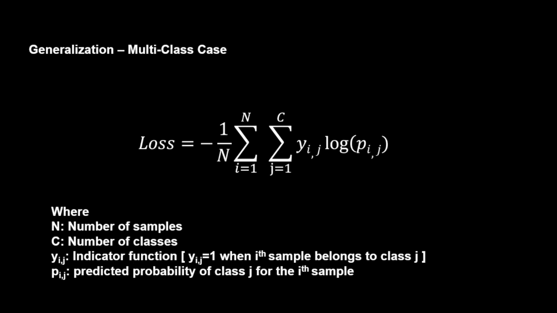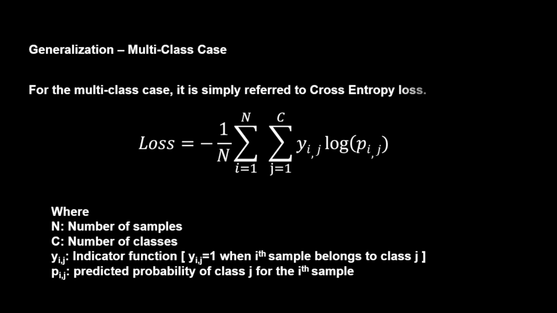We can also generalize it for the multi-class case, and for the multi-class case, it is simply referred to as the cross entropy loss. The equation of multi-class case is as shown here. Here, n is the number of samples, capital C is the number of classes, y_ij is the indicator function which is 1 when the ith sample belongs to class j, and p_ij is the predicted probability of class j for the ith sample. You can take a moment here and try to relate it with the binary case by putting C equals 2.